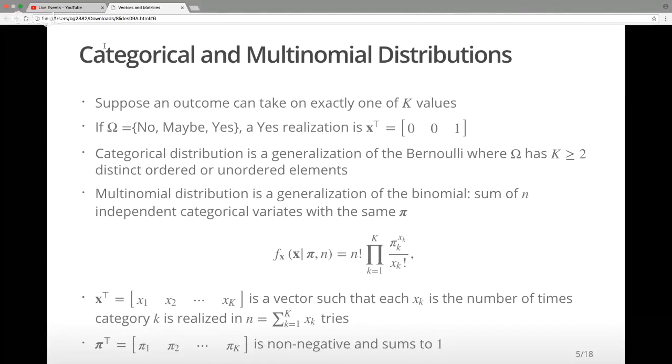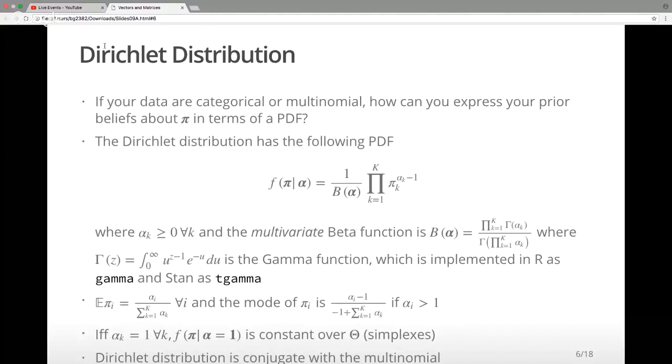Okay. So if you were to use the categorical or the multinomial distribution for your likelihood, how would you express your prior beliefs about the pi vector with a PDF? And there is a distribution for that, spelled D-I-R-I-C-H-L-E-T. I've been told in comments that I can't pronounce this correctly, so I won't even try.